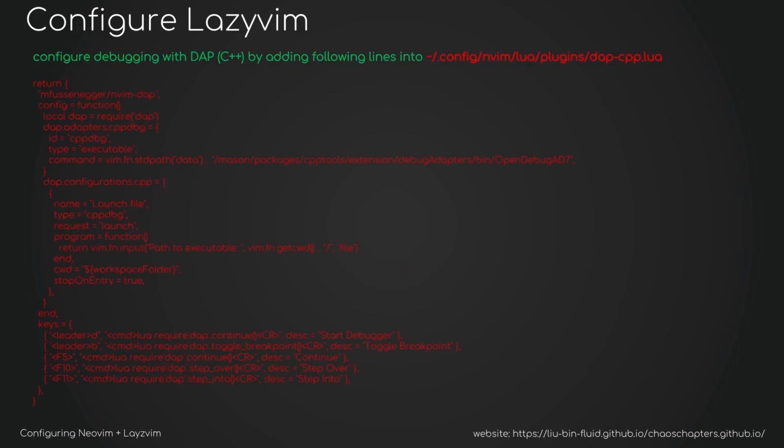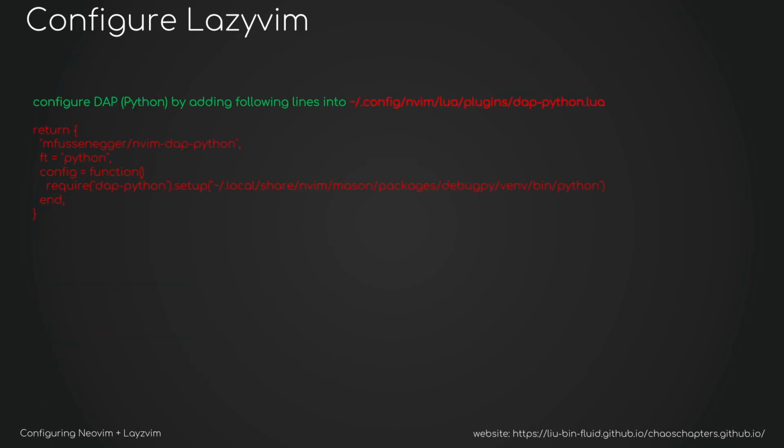Now, we will do the same to configure the debugging integration in Neovim. We create a file called app.cpp.lua in the same directory and type in the following codes in red into this file. These settings are to configure the debugging for Python development in Neovim. We create the configuration file python.lua and type in the corresponding codes in red here.